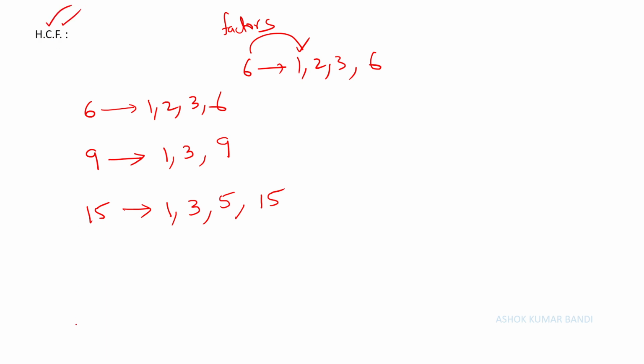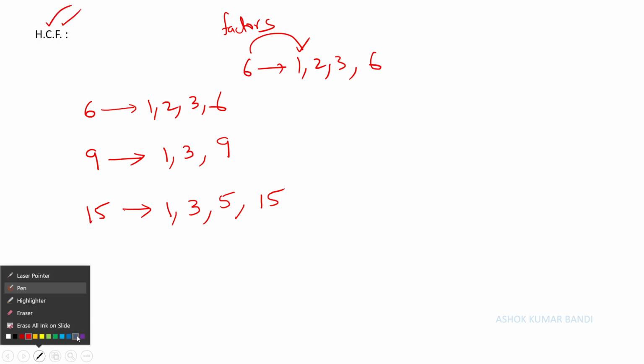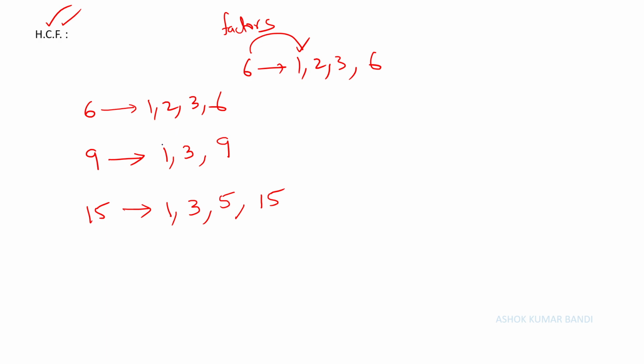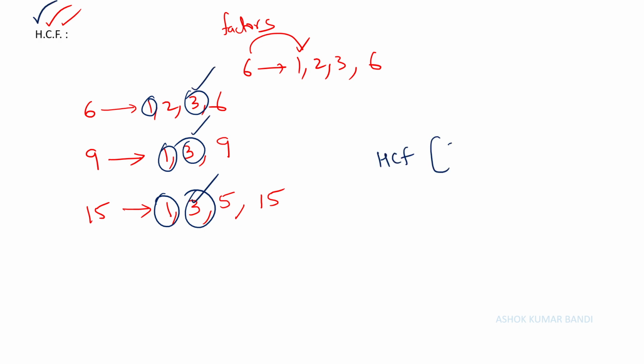Now identify the common factors. What are the common factors? Common factors here are 1, 3. Done. Identify the highest factor. What is the highest factor? 3. So that means HCF of 6, 9 and 15 is 3.